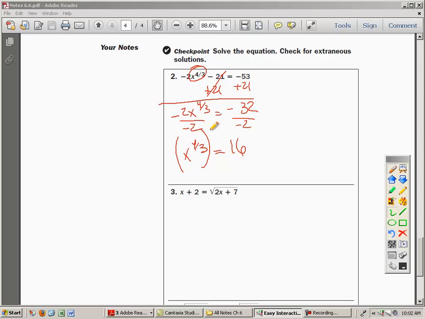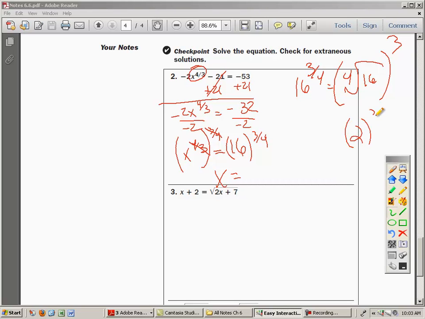Now, we're going to raise both sides to the 3/4 power because that's the reciprocal of 4/3, and effectively that's going to cancel out, and you're going to get x is equal to 16 to the 3/4 power, which is really the 4th root of 16 cubed. The 4th root of 16 is 2, and 2 cubed is equal to 8, and so x is equal to 8. I'm not going to take the time to check that answer. I will tell you that that answer does check, so that's a good solution.